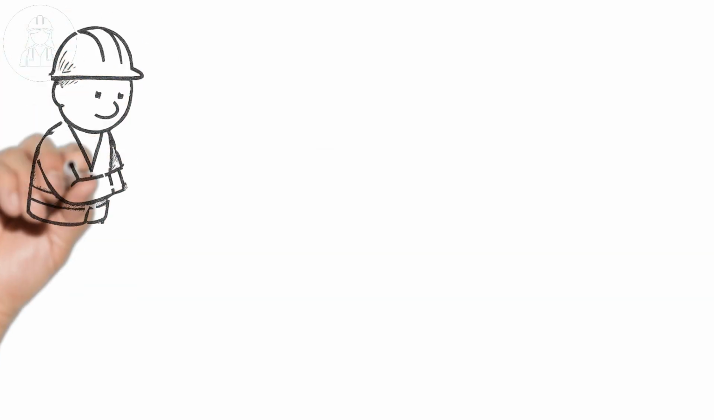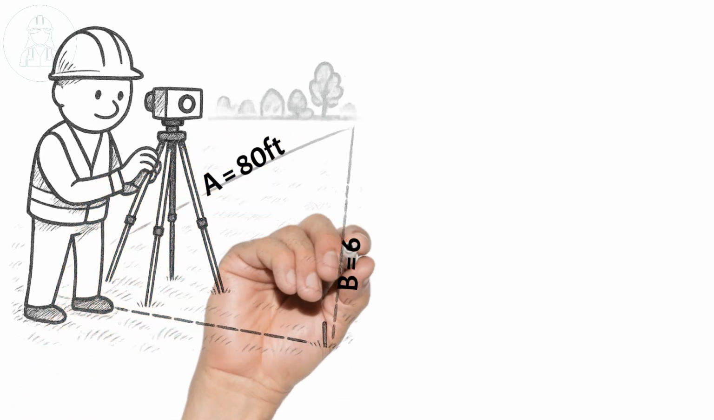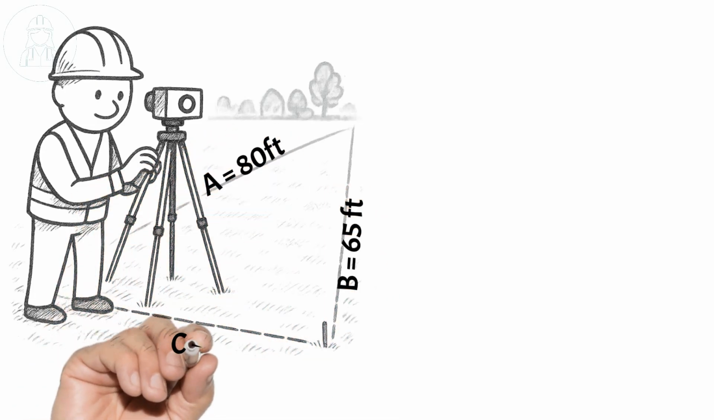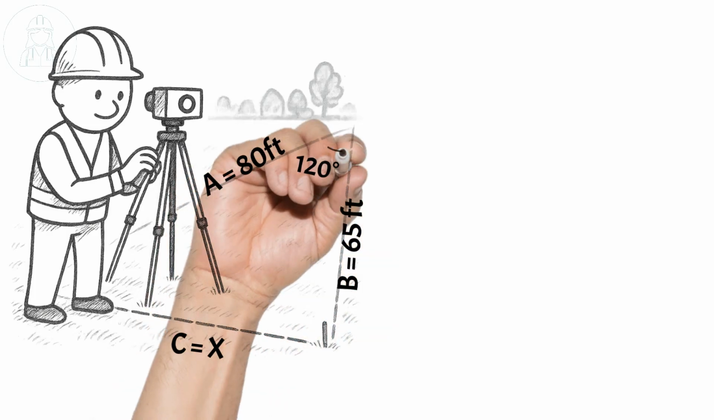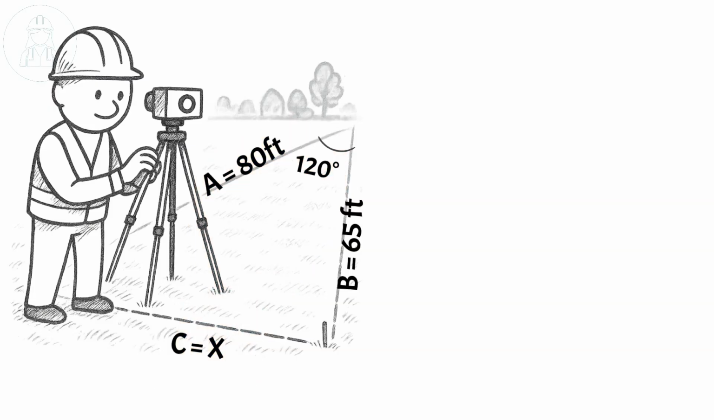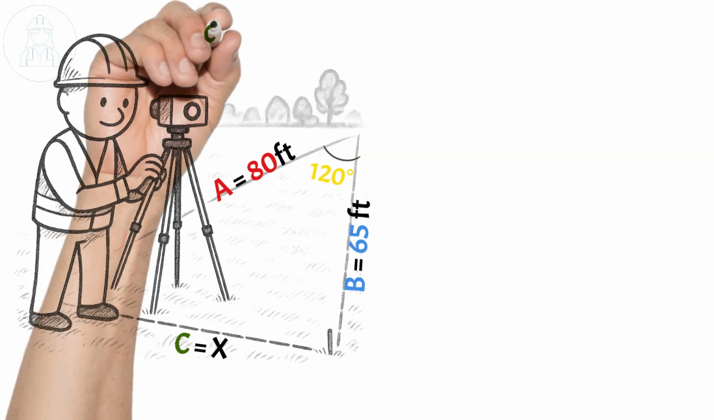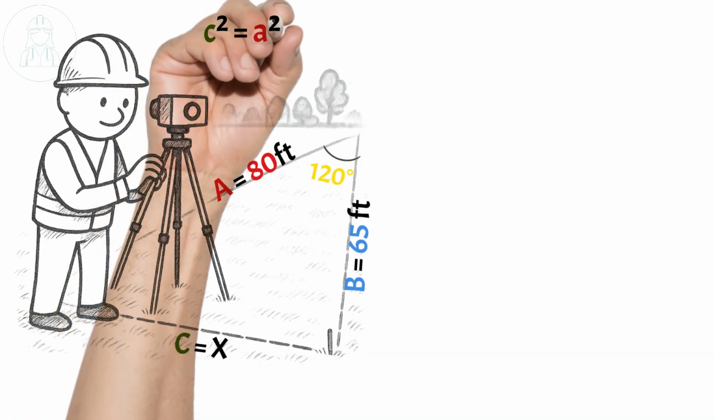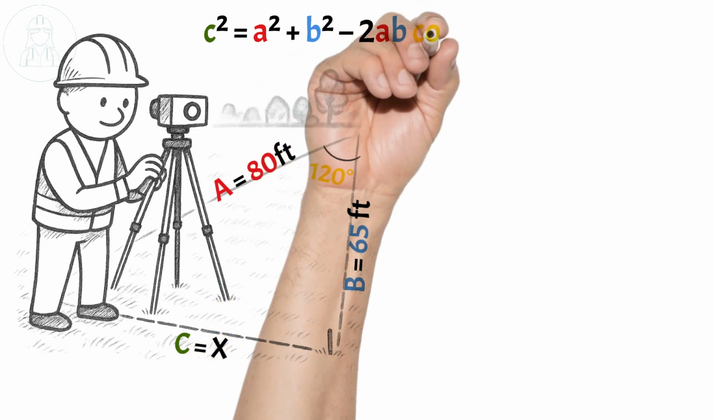For example, a surveyor measures a triangular lot. Two sides are 80 feet and 65 feet, with an included angle of 120 degrees. We want to find the third side. Okay, let's work this out. Our formula is c squared equals a squared plus b squared minus 2ab cosine C.